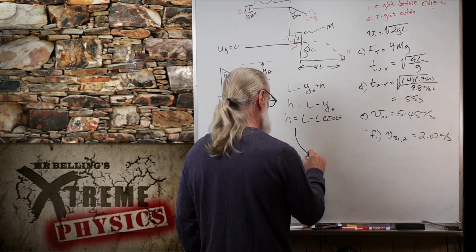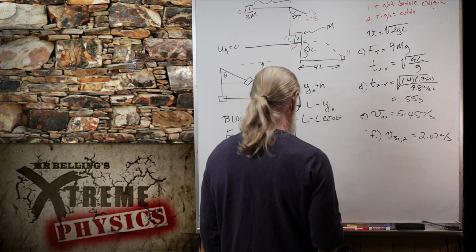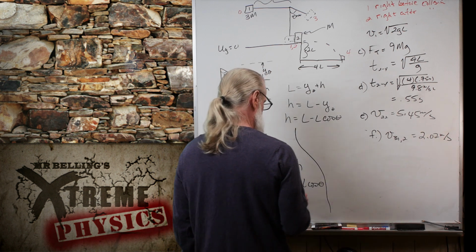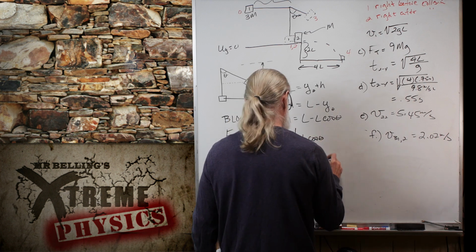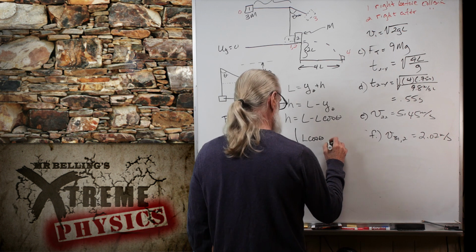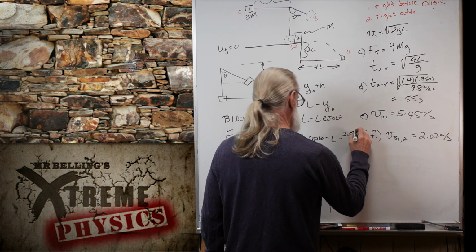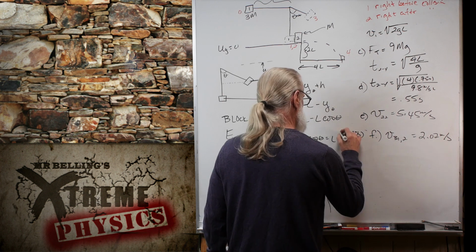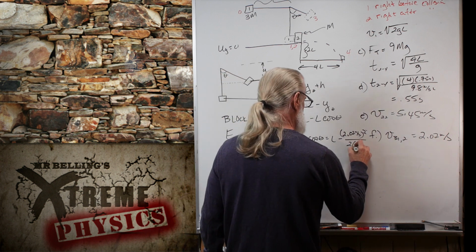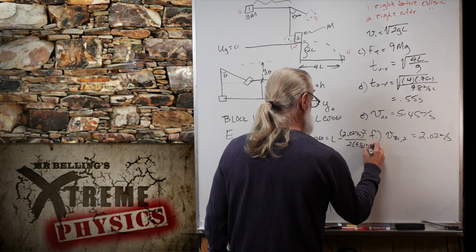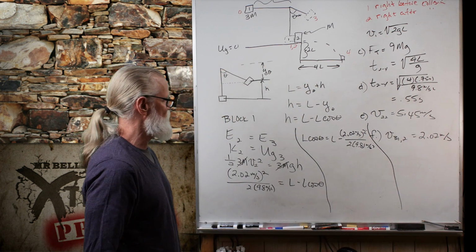Kind of running out of room. I'm going to put a line here to demarcate. Drawing a line on the board. So we ended up with L cosine of theta equals L minus 2.02 meters per second squared divided by 2 times 9.81 meters per second squared. Gotta draw another line like that. Otherwise we're going to get confused.